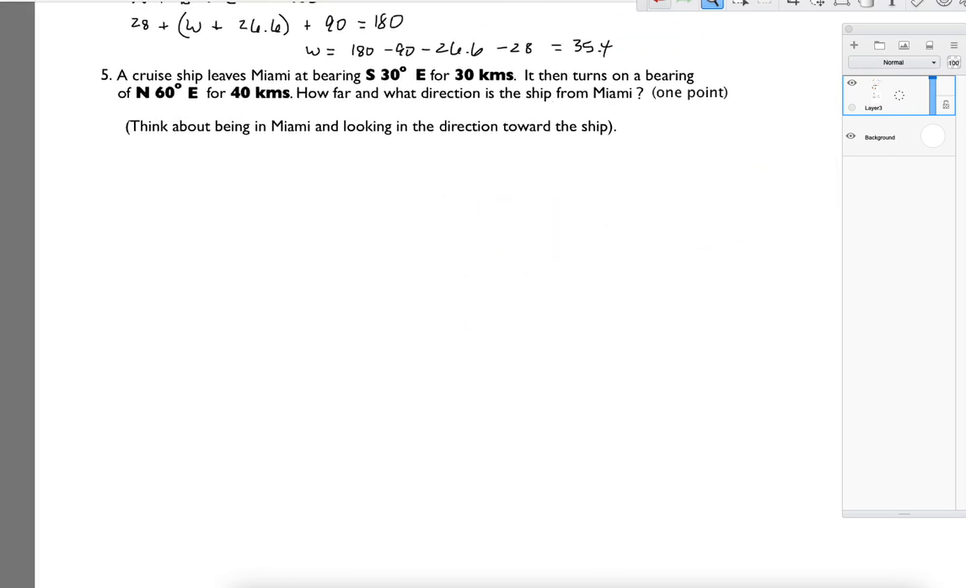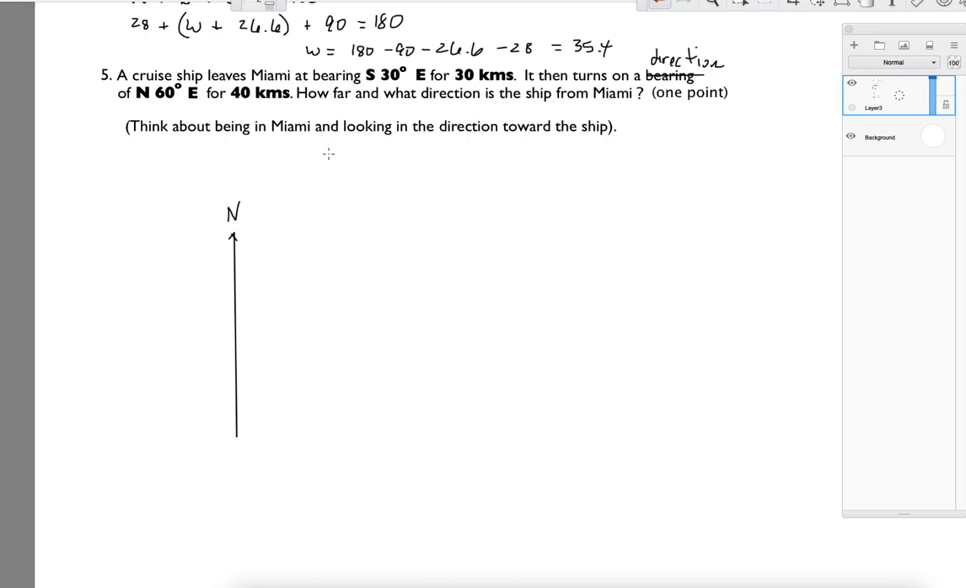Okay, we got one more here. This cruise ship problem. We got a direction. This is actually a direction, as we discussed before. It's not a bearing. Cruise ship leaves Miami south 30 degrees east. Okay, now I'm not going to do this to scale. We could, but it's hard to do it on the computer to scale. So let's see if we can get away with not having to do it.